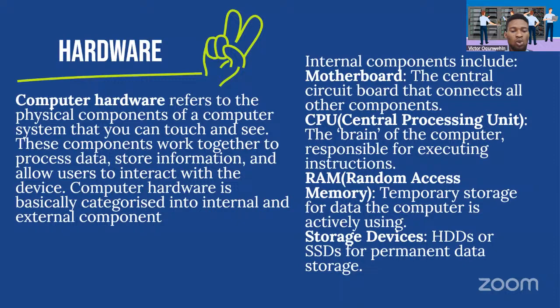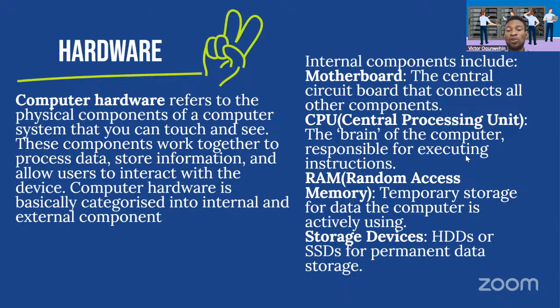All of those components are still hardware, but they are internal. External ones are the ones that you can touch directly and see. We are talking about the monitor, the keyboard, the mouse, the system unit itself. All right, internal components include the motherboard, the central circuit board that connects all other components.